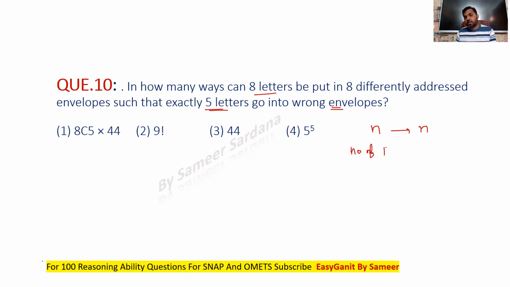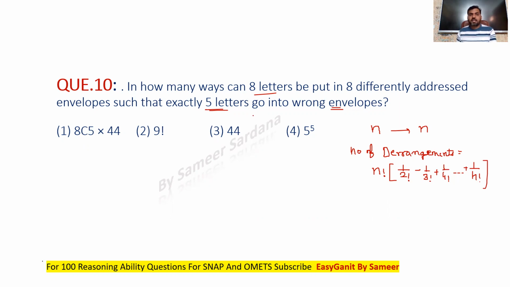then the number of derangements will be equal to n factorial into 1 upon 2 factorial minus 1 upon 3 factorial plus 1 upon 4 factorial, and so on, 1 upon n factorial, right? Plus or minus depending upon the value of n, right?